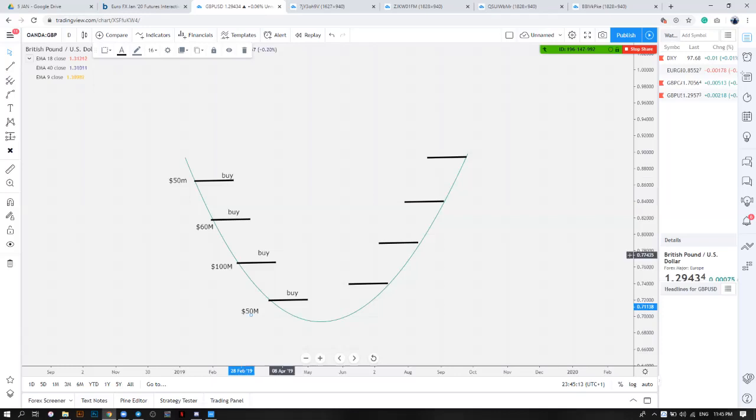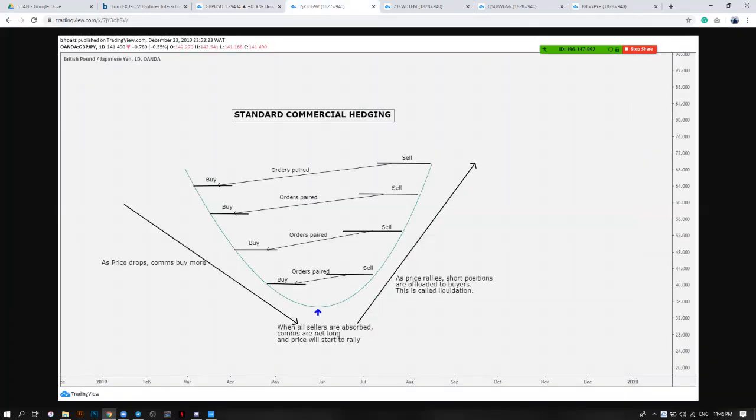So hopefully you all got the standard commercial buying and selling phase. This is how they hedge the market. It's simply called hedging. They're hedging your positions. Once they've hedged the last sell and buy positions, then they restart the cycle again.